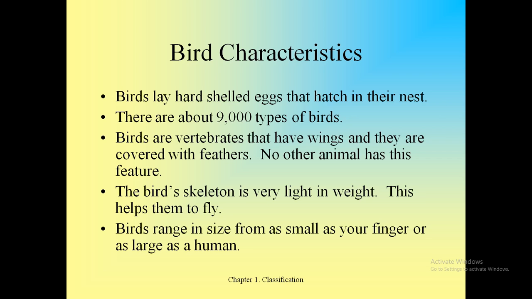The bird's skeleton is very light in weight. Their bones are hollow, which assists them in flight. They range in size from as small as your finger, like a hummingbird, to as large as a human, like an ostrich. Birds are of two types. One is running birds and the other is flying birds.